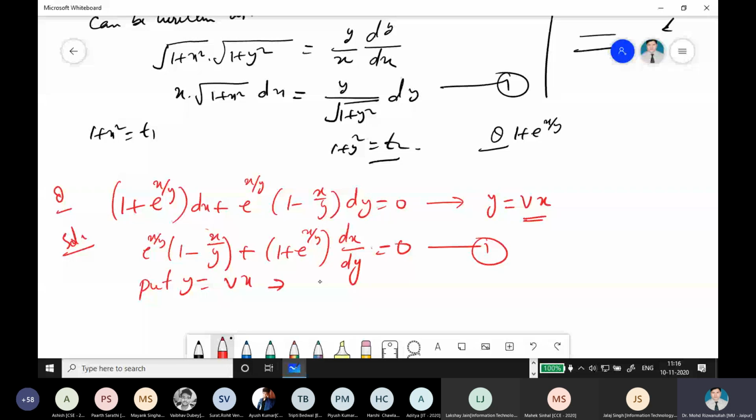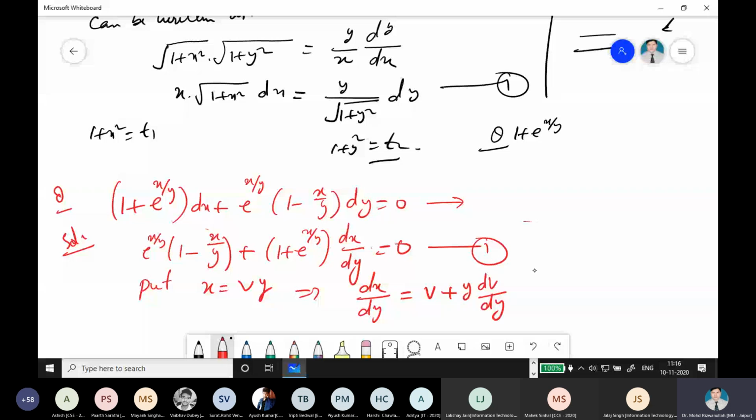So here in place of x by y, because dx by dy is there, we can change it. x equal to vy also, right? So this implies that dx upon dy, you can get it here, and this will be equal to v plus y dv by dy. All right, now put it in one, so this will make a more simple form.